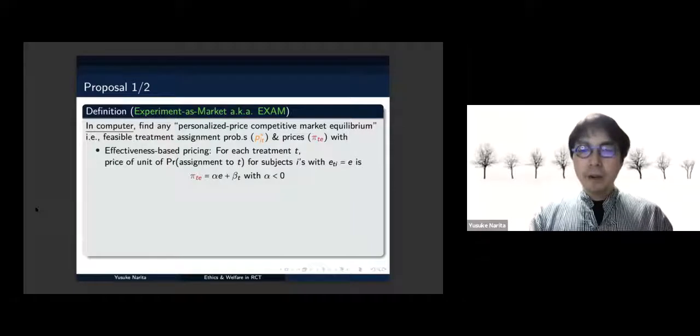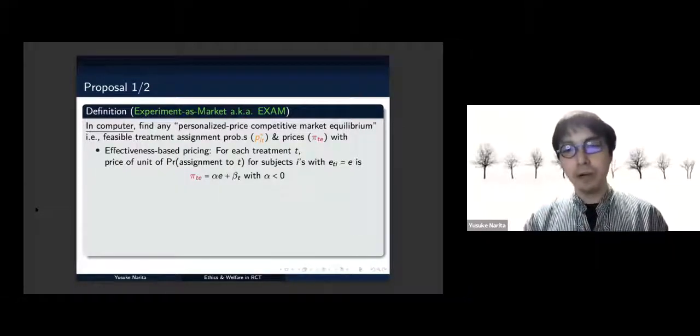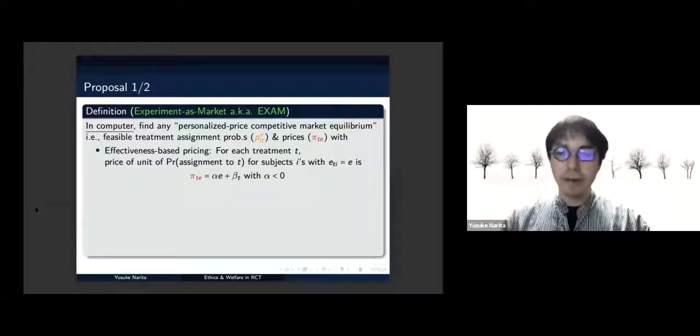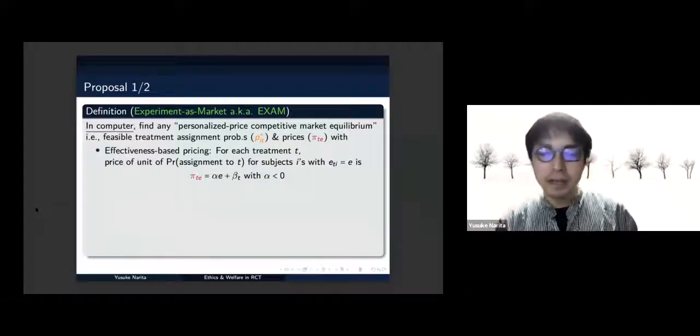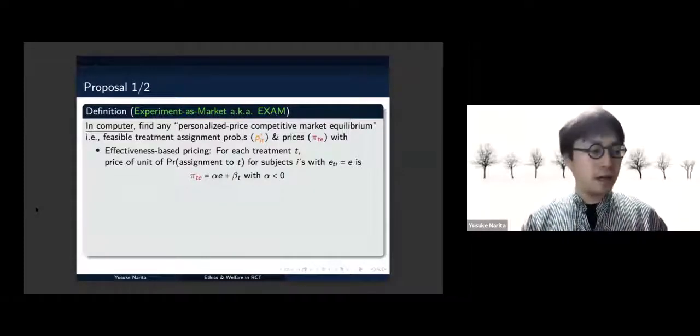Then I'm going to require this pi_TE to be written as in this equation with some negative weight alpha on the predicted effect level. So the idea behind this negative weight alpha is that each treatment should be cheaper for experimental subjects who are more likely to be benefiting from this specific treatment T. Some effectiveness-based price personalization or price discrimination going on.